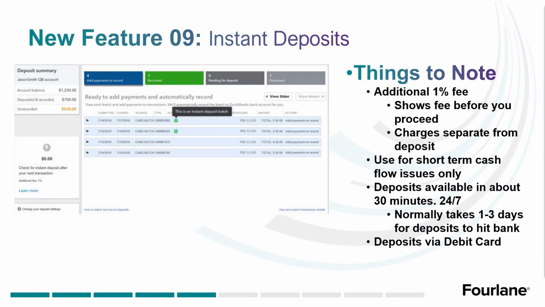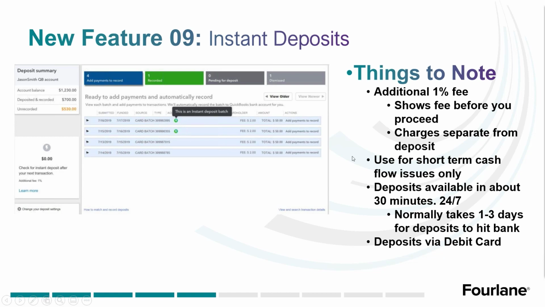There's a fee associated with it, right? So there is a 1% fee to take this cash immediately. It will show the fee before you proceed, and they do charge the fee separate from the deposit. So this can be used for short-term cash flow issues, right? Only should be used for short-term cash flow issues. The deposits are available in about 30 minutes, and you can do it 24/7, except for just, that max between 3 p.m. and 3 p.m.